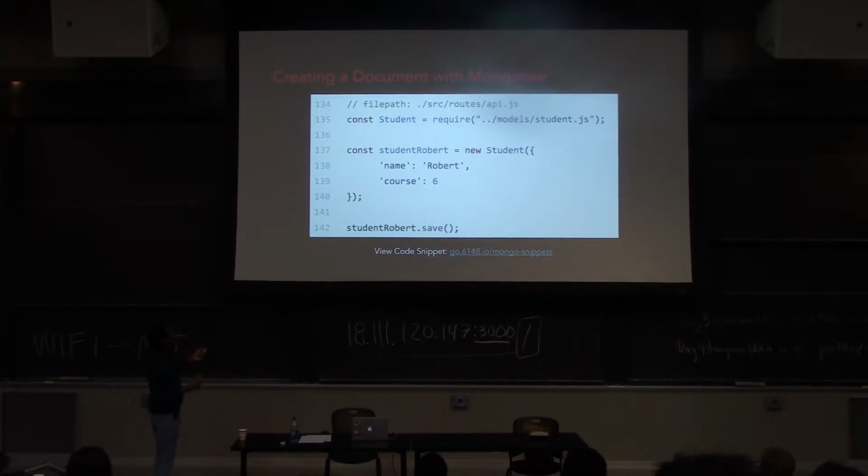Finally, or I guess before finally, you create the student that you want to save, and it becomes super simple. You just say new Student, with the Student you just required, and you say, I want my student to be named Robert, and I want the course to be 6. Then the last thing we do is studentRobert.save. This saves the student that you just created. It saves him in the collection called students. That's what this right here is doing.